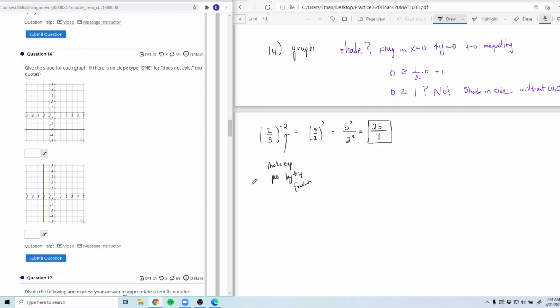All right, number 16. Forgot to label this as number 15. Number 16. Give the slope for each graph. If there is no slope, type D and E for does not exist. Now, what you want to remember here for the slope is that if we have a horizontal line like this, the slope is automatically 0. Horizontal lines have 0 slope.